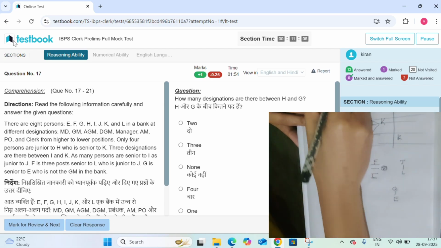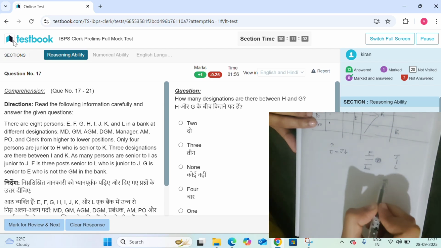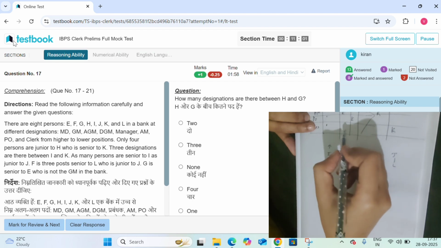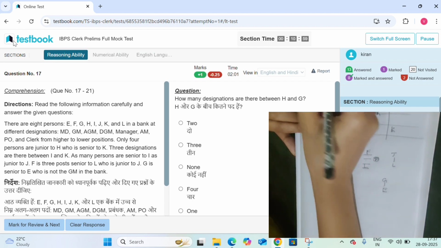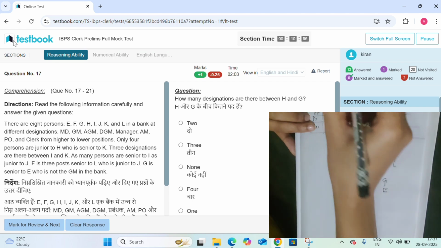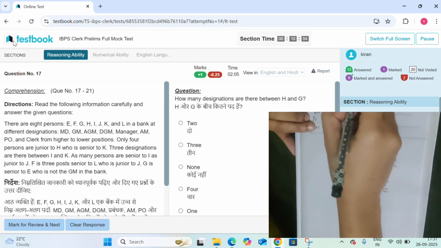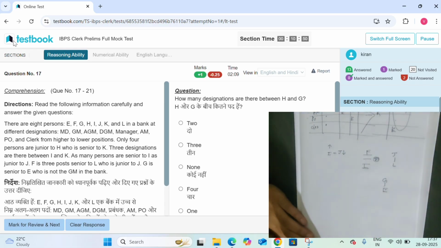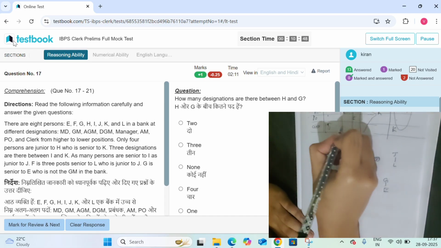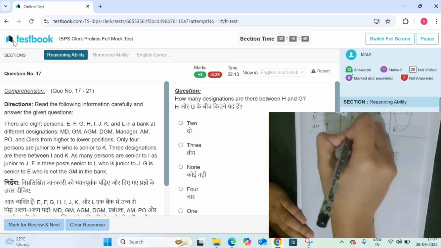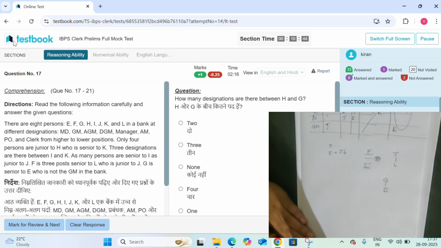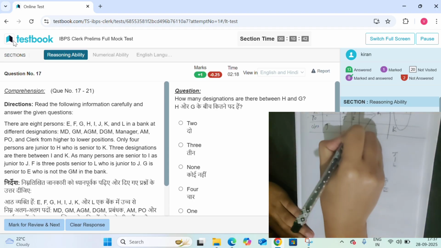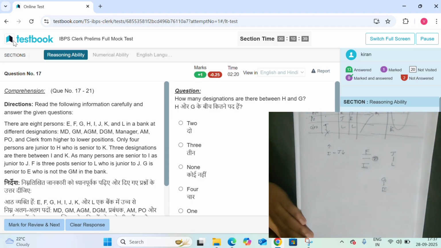Okay. So K... 3 designations between I and K: 1, 2, 3. No, this is not possible. I and the K: above I, below J. Above I, 1, 2, below J. Okay, done. J below L. This is false. G and the E.